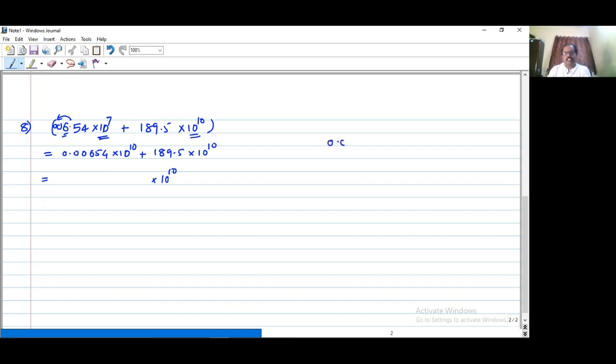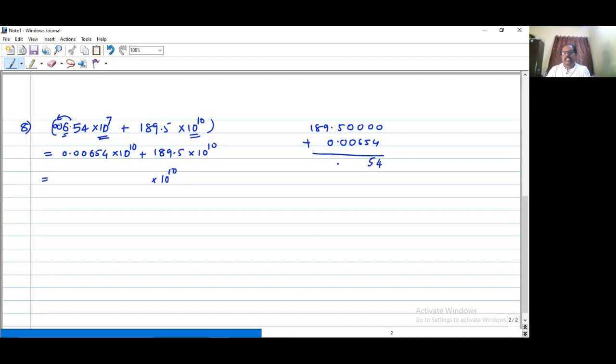Means 0.00654 is added to 189.5. So remaining digits are not there, so I can just put 0 there. We have here 5 places after decimal in the second number, so we need the same number of digits to the right side of this number also. Now we can add these two. We know how to add the decimal numbers. We add all the decimal part, that is numbers to the right side of the decimal as they are, just add them. So it's 0, 0, 0, everything is zeros.